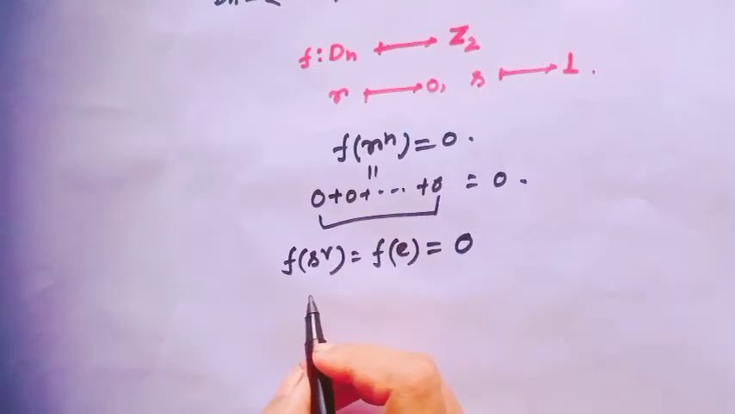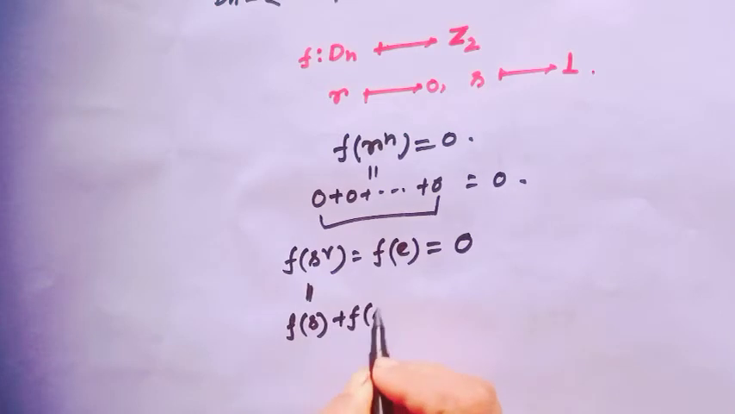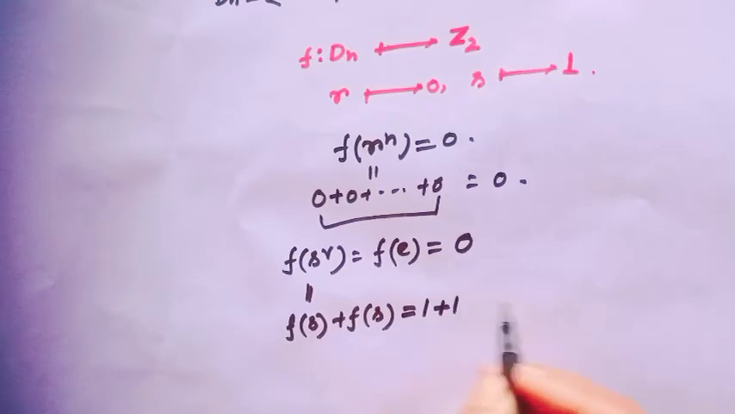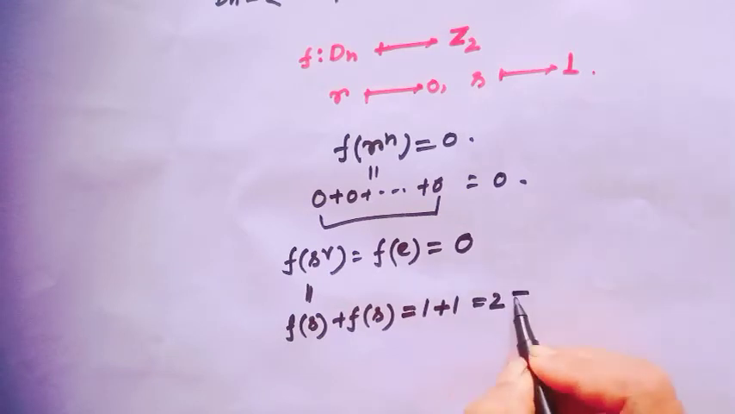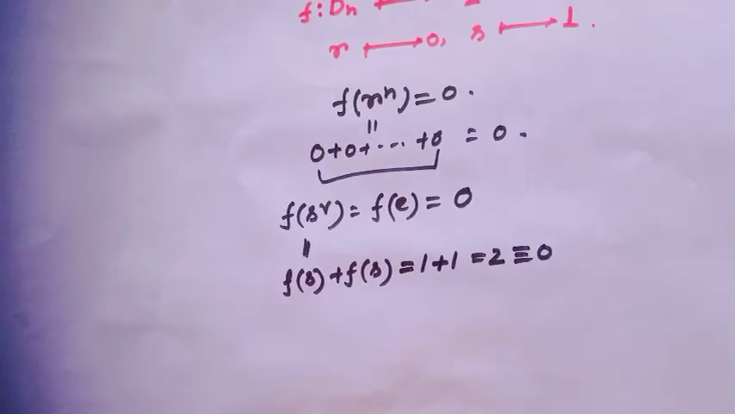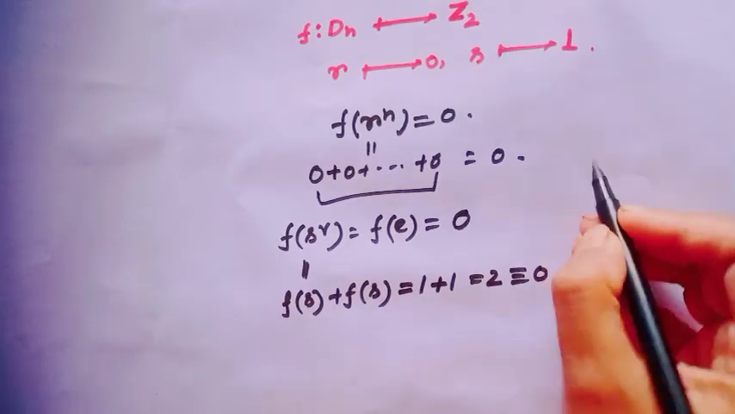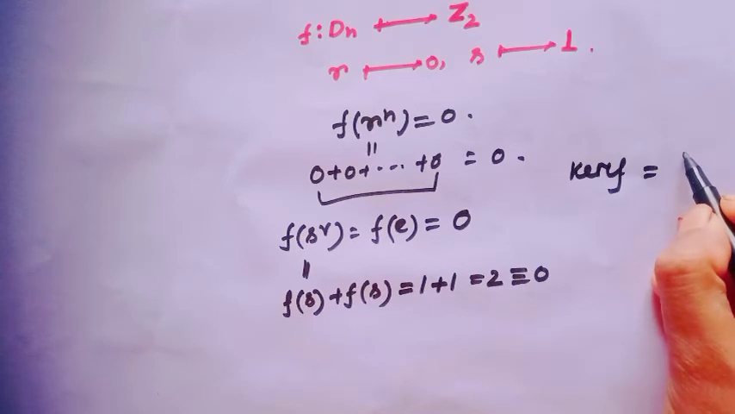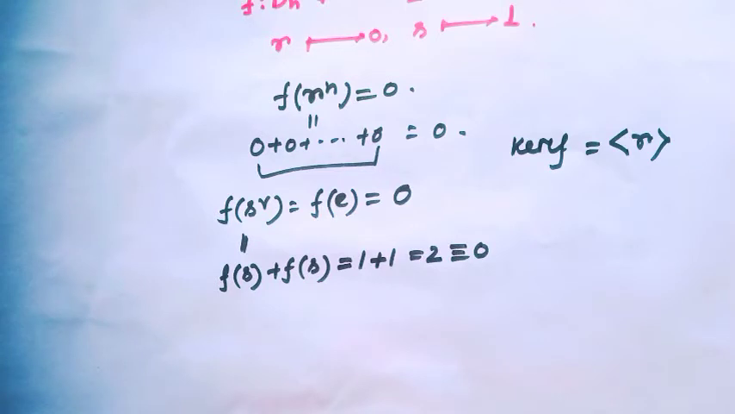On the other hand, it is f(s) + f(s), which equals 1 + 1, which equals 2, and 2 is congruent to 0 in mod 2. Okay. So this example is always a homomorphism. And what would be the kernel of f? We all of us know the kernel of f equals the cyclic subgroup generated by r.